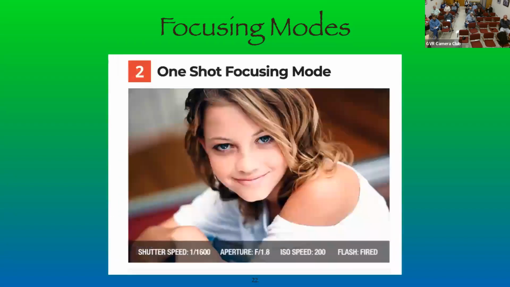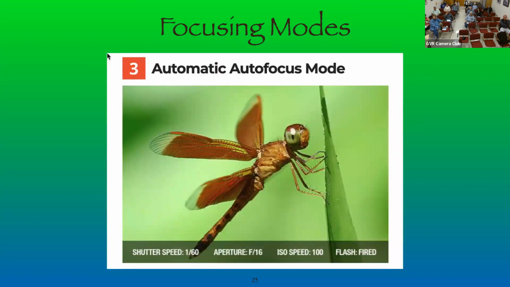One shot, like for a portrait. I did not shoot this picture. A portrait is kind of like a landscape in a way, isn't it? You're looking for detail, you're looking for color and so on. So one shot, but I almost never put my camera on one shot.